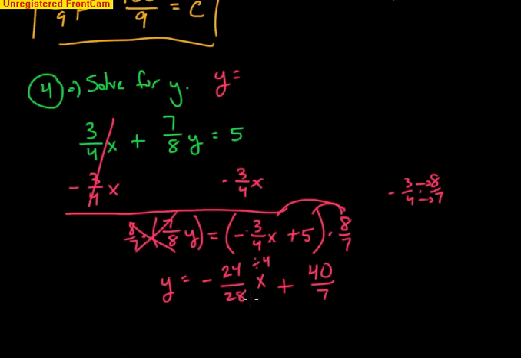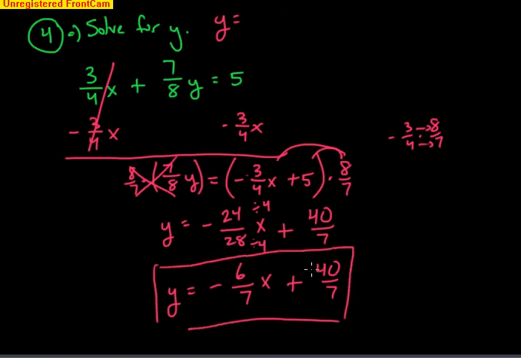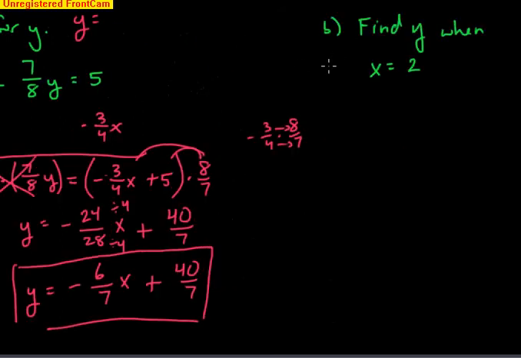Now the last thing I can do is I can simplify 24 over 28. Both are divisible by 4. So simplify it. And when I do that, I get y equals 24 divided by 4 is 6, so negative 6 over 28 divided by 4 is 7. Negative 6 over 7, the x comes after, plus, and then 40 over 7 does not simplify. So there's part A.